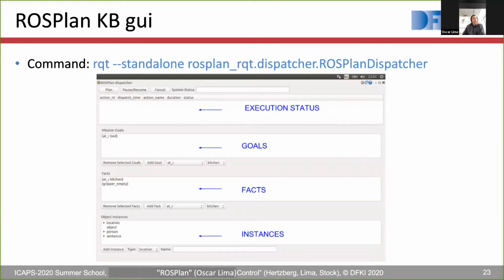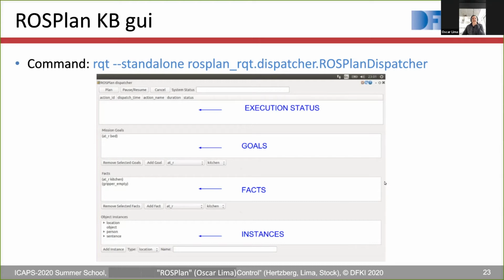So just to give you a little bit more detail about the knowledge base GUI. In this part of the GUI, you will have the execution status, so which actions are dispatched and what is their duration and status, so either they are complete or just dispatched and so on. And in the next part of the RQT, you will have the goals. So these are the unfinished goals that the system is trying to accomplish at this particular moment.